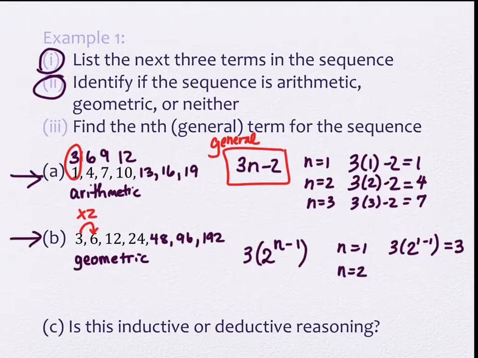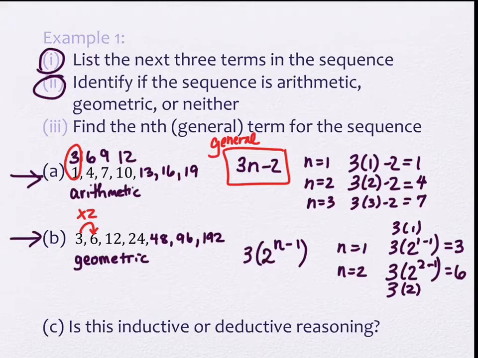N equal 2. 3 times 2 to the 2 minus 1. Start with the exponent. What's 2 minus 1? 1. 2 to the 1 is 2. And 3 times 2 is 6. That was my next term. Because what we really got here is 3 times 2. We really had 3 times 1 here, right? That's what we really had.